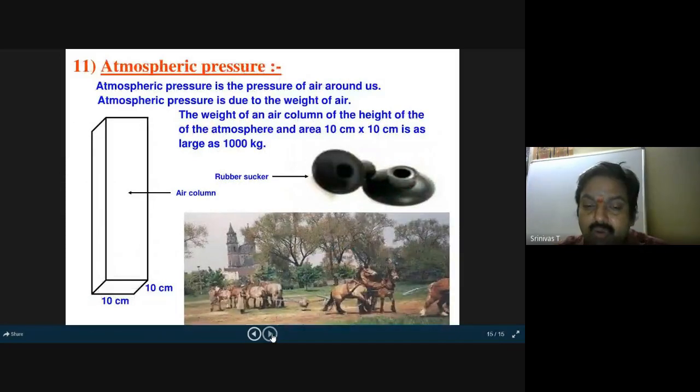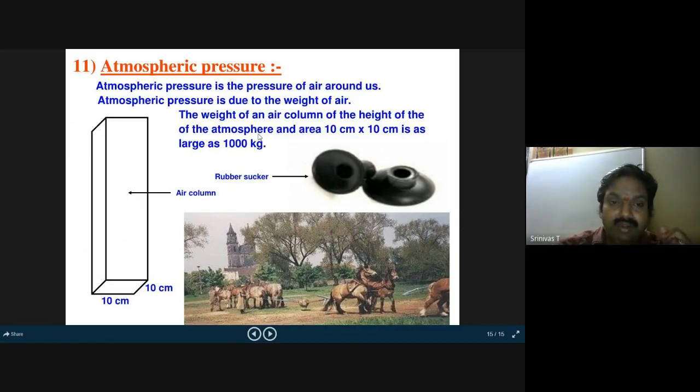Finally, we see what atmospheric pressure is. As the name implies, atmospheric pressure is the pressure of the air around us. It is the pressure being exerted on us by the air. Atmospheric pressure is due to the weight of the air, the force per unit area. See carefully here: it is the weight of an air column of the height of the atmosphere.